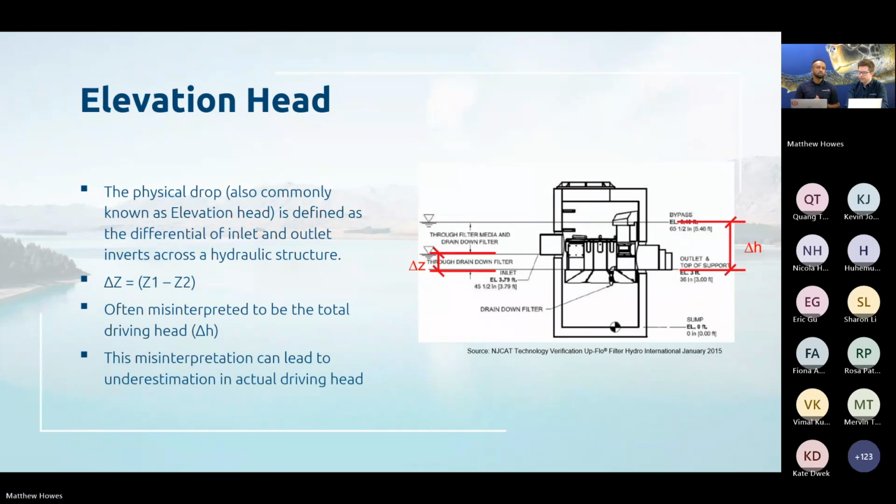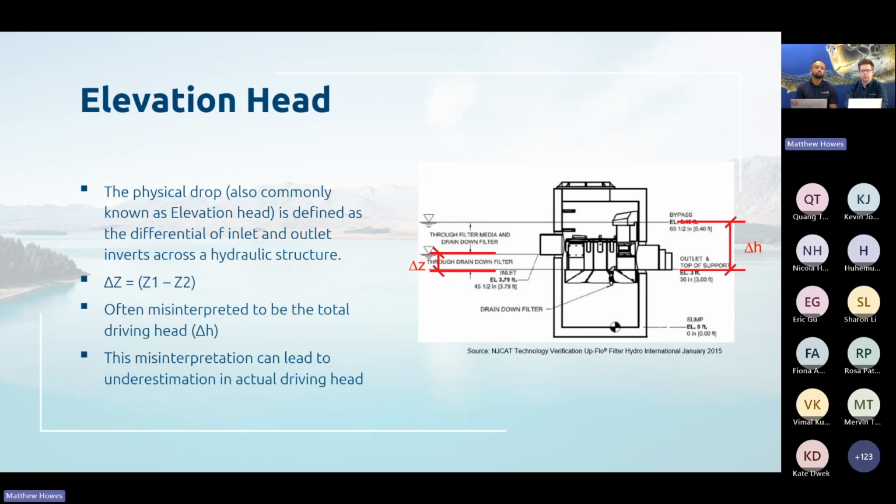Yeah. And one important thing to consider is the misinterpretation between the physical drop or the elevation head and the driving head is that it can lead to underestimating the actual available driving head, which can lead to some hydraulic issues upstream and sometimes cause flooding upstream. So it is important to consider this when we design a stormwater treatment device, and Matthew will be using some of our devices to explain this in greater detail.